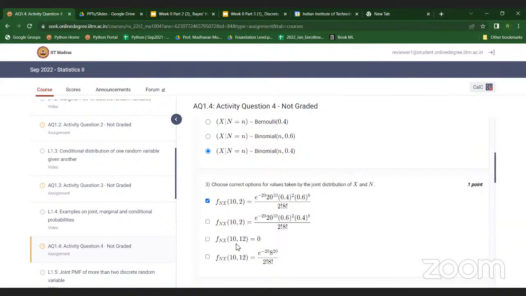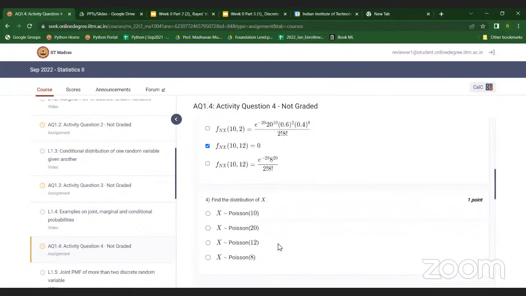The third option is correct. This is going to be 0, because when 10 people have arrived, there is no way that there are going to be 12 purchases, because each customer can make at most 1 purchase. So the third one is correct. The probability is 0 for f_N,X of (10, 12). So obviously both of the others are wrong.